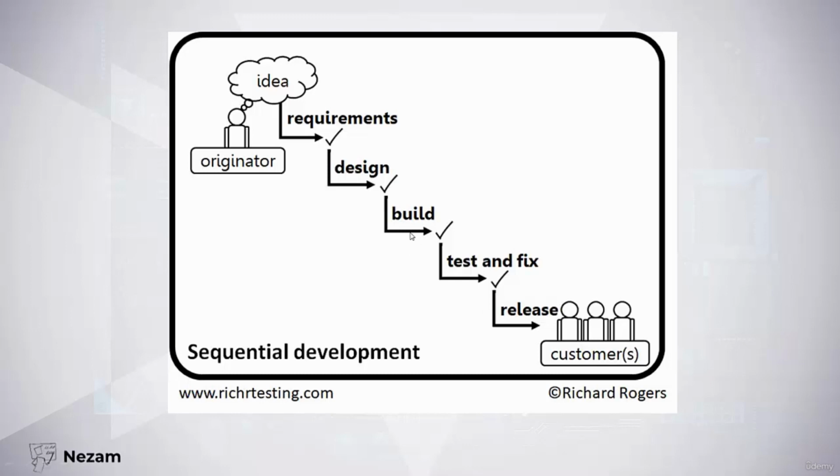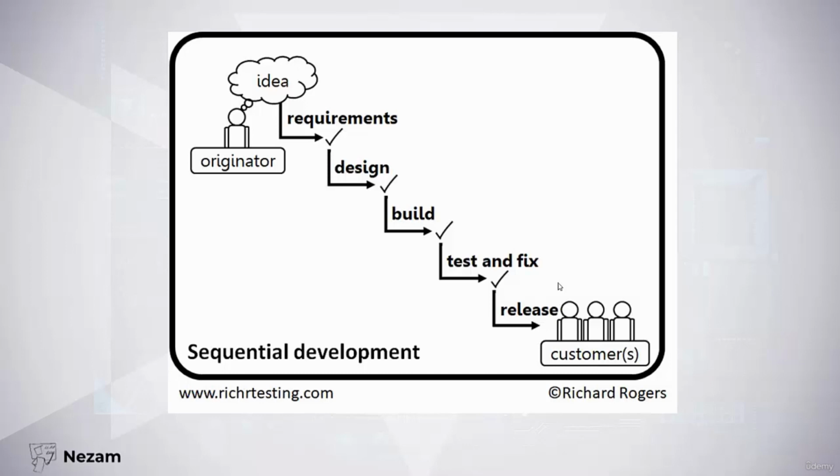After writing the code and integrating it, here comes the testing part. We begin the testing, and while we test the software, we find defects. These defects are fixed, and then we release our product to the customer, hoping that he likes it. This is called a sequential development. Why do we call it sequential development? Because the steps are sequential.